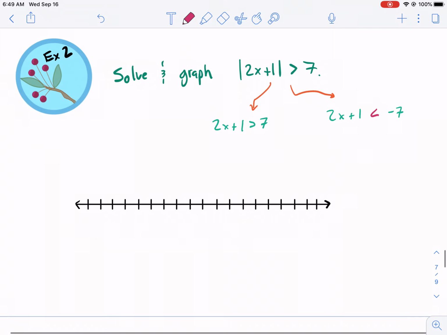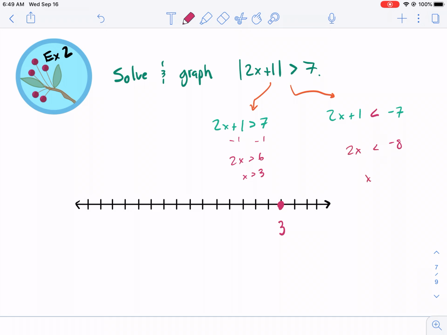So let's solve here. We subtract 1, 2x is greater than 6, and then we have x is greater than 3. So we're going to look for 3 here, and we're going to graph it. Boom, there's 3. Now we have this one, we subtract 1, we get -8. We don't flip the sign if we subtract, only when we divide or multiply. So then we get x is less than -4.